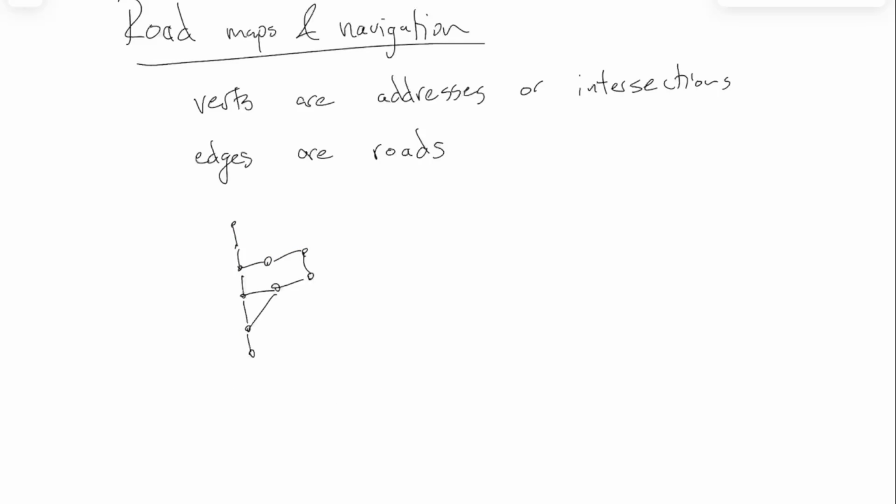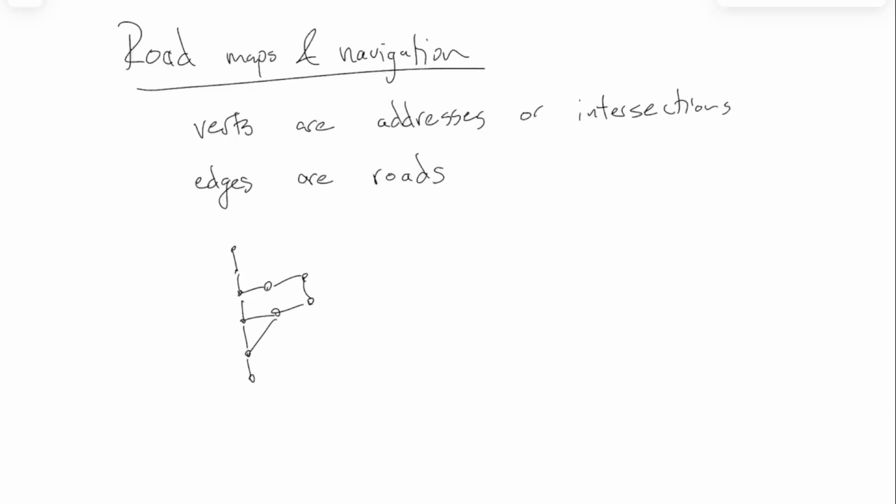So you say, I want to start at my house and I want to go to Bobby's house. The lady in the GPS will find a path in the graph from this location to this location. And then as you go, she tells you which way to go. All right, so here, path finding is the most important thing.